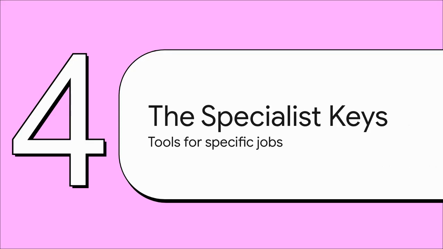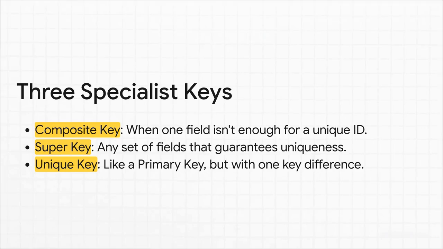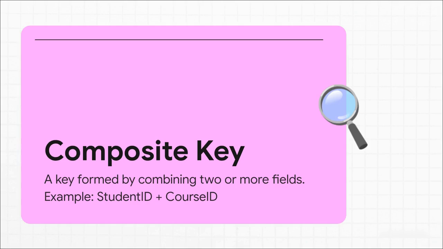So we've covered the big players, but sometimes you run into weird situations where you need more specialized tools. So let's meet a few of the specialist keys that database designers use to solve unique problems. We're going to look at 3 of these specialists. First is the composite key, for when you need a little teamwork to get the job done. Then there's the super key, which is, let's just say, a broader category for anything that can uniquely identify a row. And finally, the unique key, which is a very close cousin to the primary key, but with one major twist.